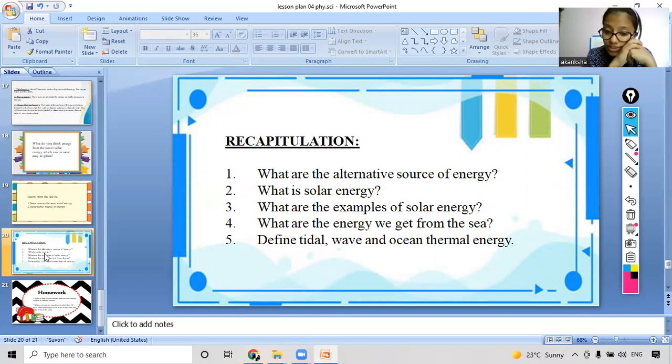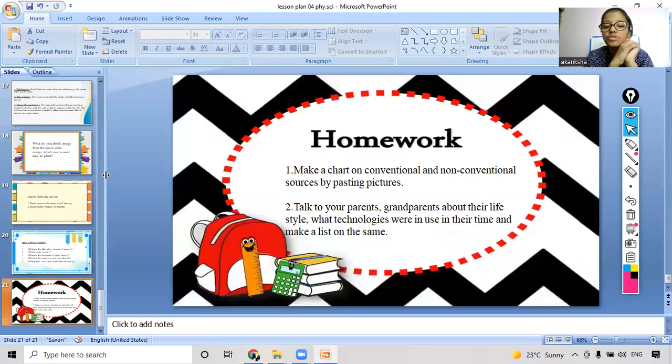And you have to define tidal, wave, and ocean thermal energy in the comment box below. Till then, we will move on to the homework part. What you have to do is make a chart on conventional and non-conventional sources by pasting pictures. Then talk to your parents and grandparents about their lifestyle and what technologies were used in their time, and make a list of the same in your notebook. Then tomorrow you have to show your homework.